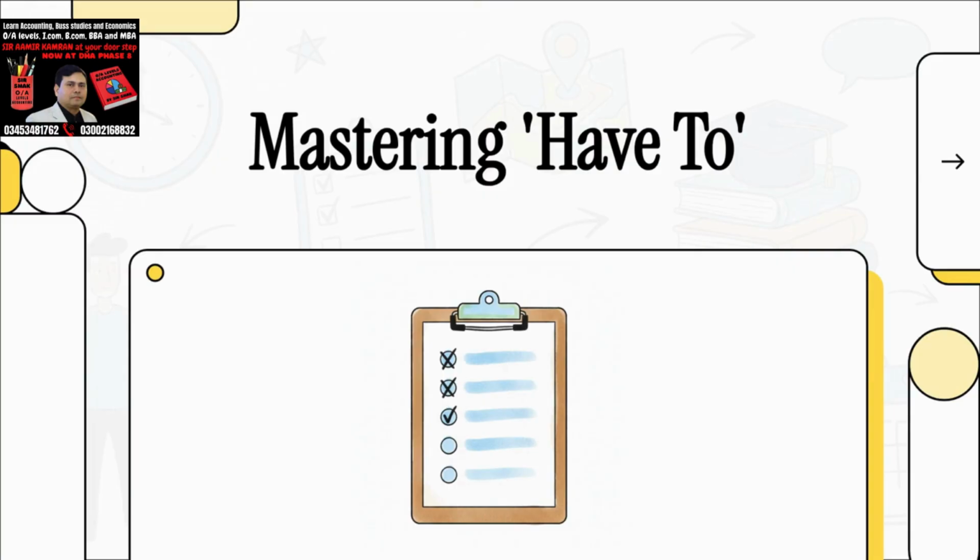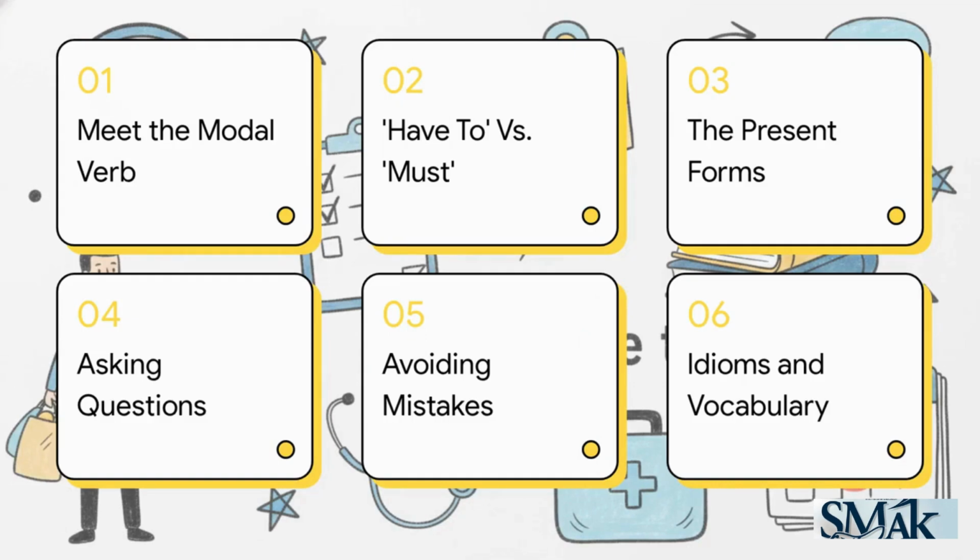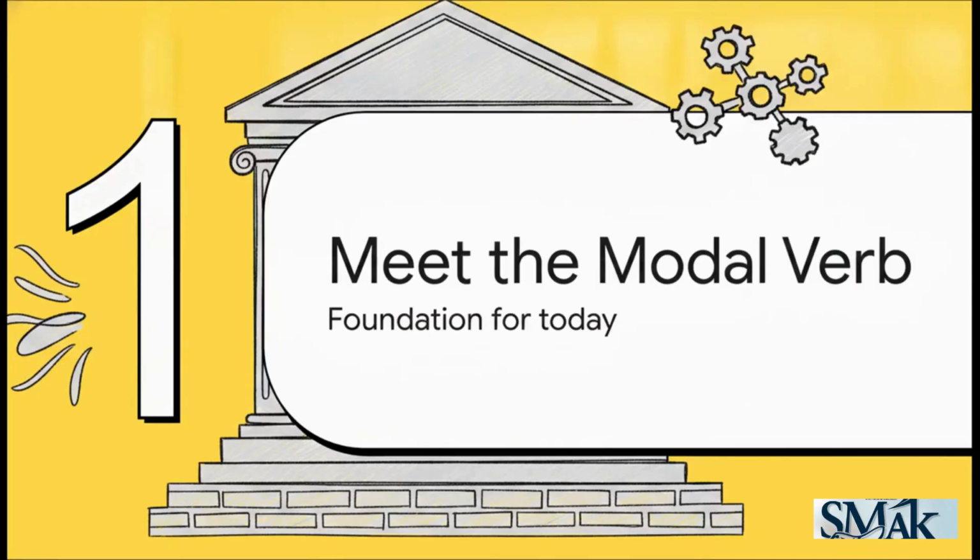We're going to look at its core meaning, how it functions mechanically, and how it completely differs from other words that might seem similar but actually carry a totally different weight. Here is our roadmap for today. First, we'll meet the modal verb, then tackle have to versus must, map out the present forms, learn to ask questions, avoid some common mistakes, and finish up with some fantastic idioms and vocabulary. Let's start right at the beginning.